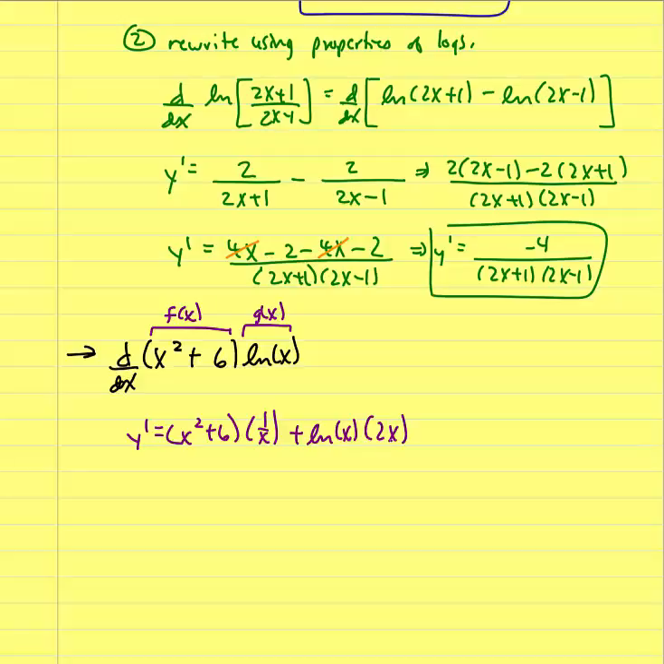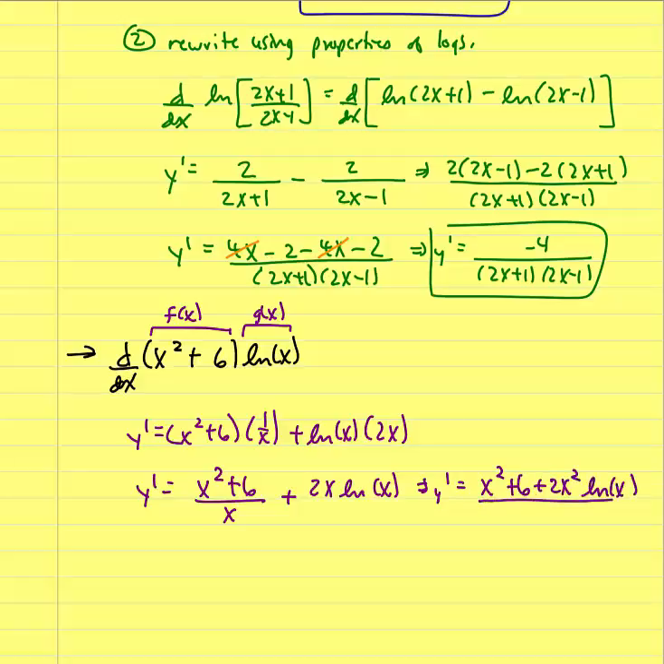So this simplifies a little bit, not a lot. This is not going to look as nice as our quotient that we had up here. This would be (x squared plus 6) over x. And I'm going to pull this 2x out front here just so I don't get it confused with the log. Now if you wanted to rewrite this as a single fraction, you could. This would be x squared plus 6 plus 2x squared ln of x all over x.